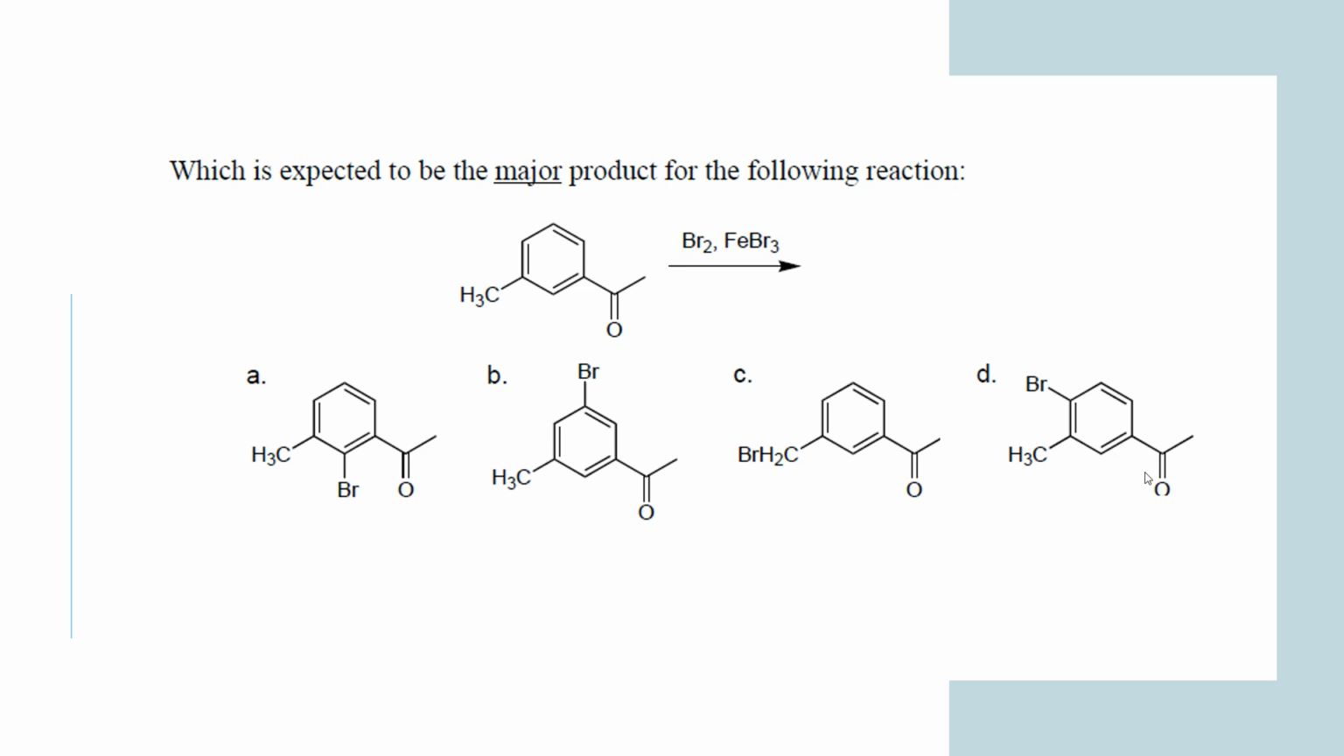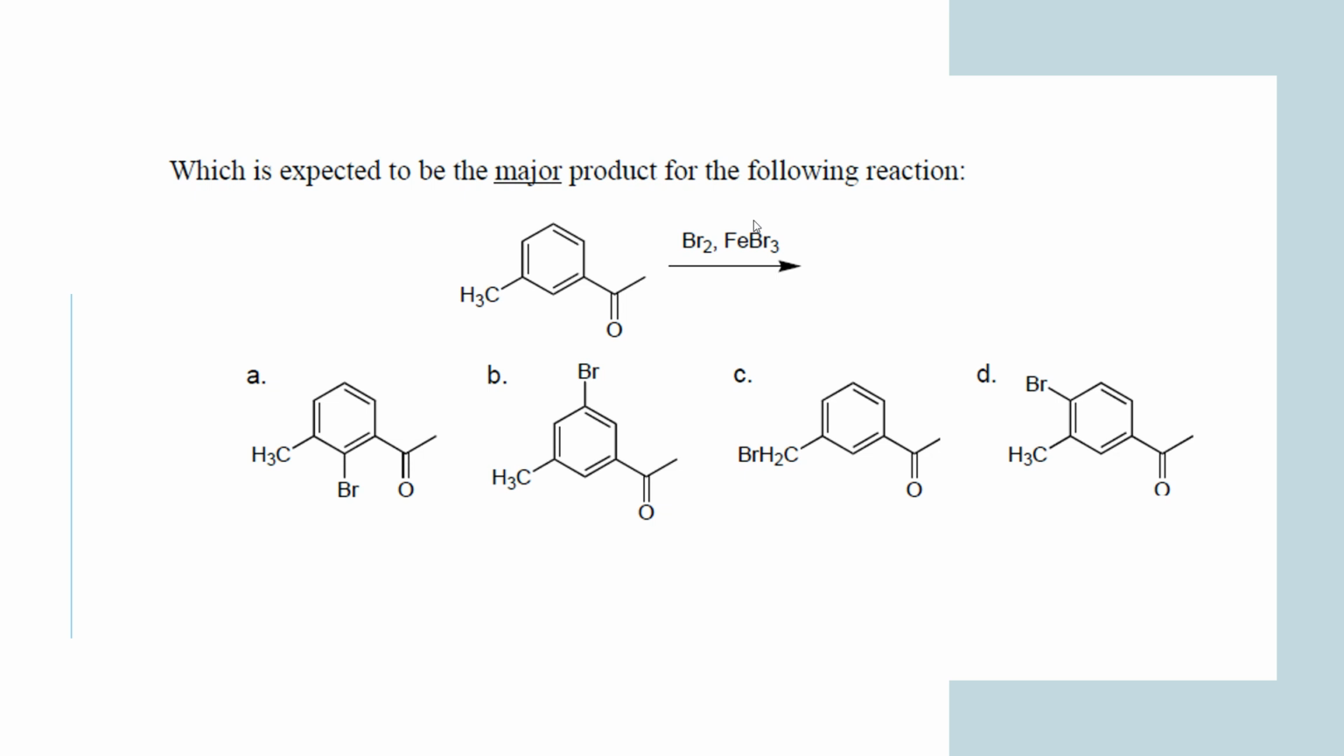Then another question from the same topic, deactivating and directing effects, which is expected to be the major product for the following reaction. You are given the substrate and you are subjecting it to bromination conditions in presence of bromine and FeBr3. So just like AlCl3, we are taking here the catalyst FeBr3 and you are asked which product out of 4 possibilities will be formed. Let us screen the products one by one.